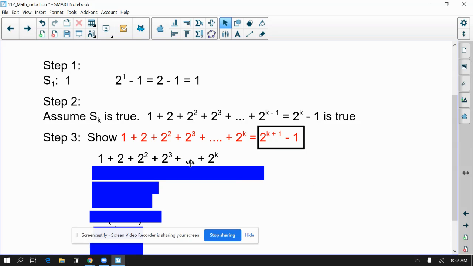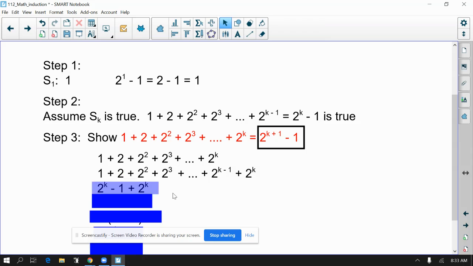Well, okay, so what's right behind 2 to the k? What's right behind 2 to the third? 2 to the third is 2 to the second. Behind 2 to the second is 2 to the first. So the number that's right behind it is 1 power less than this. So right behind 2 to the k has got to be 2 to the k minus 1. And these first several terms, these first k terms, all the way up to 2 to the k minus 1, is in step 2. That equals 2 to the k minus 1.